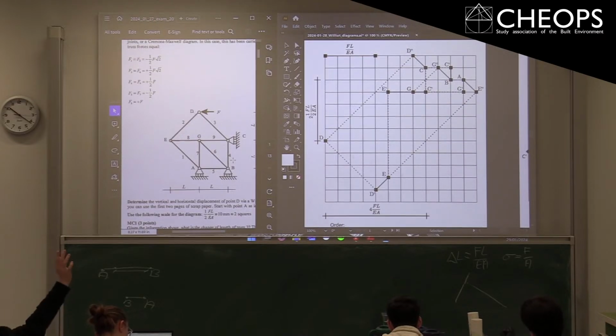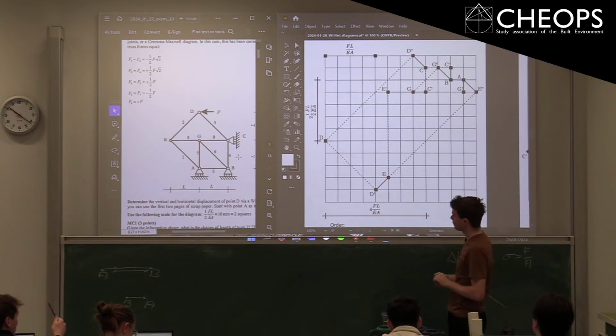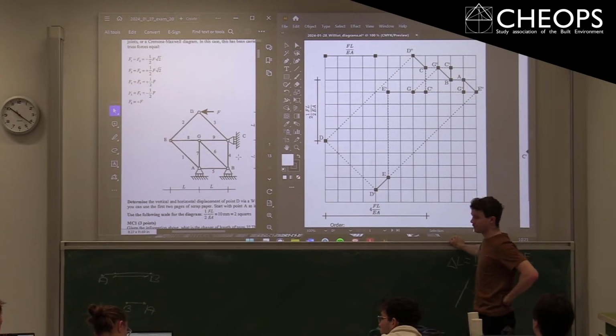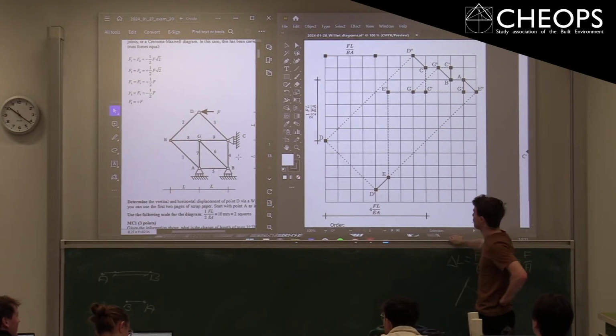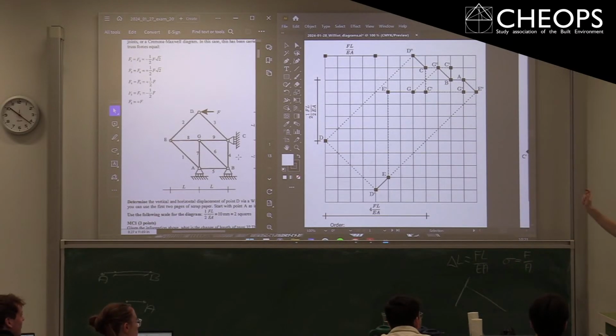Yep. We have one question. Can you see before you start which direction it goes? Because I always start in the middle and I end up somewhere on the left side or something. So you mean where to start with your Williot? That's a bit of insight, but don't worry, they do give you that in the exam.